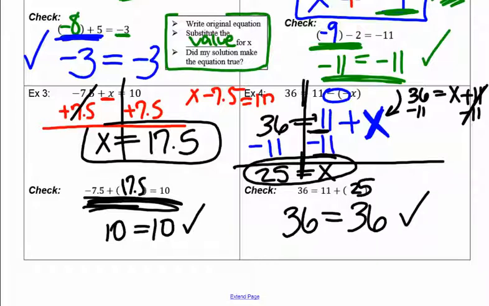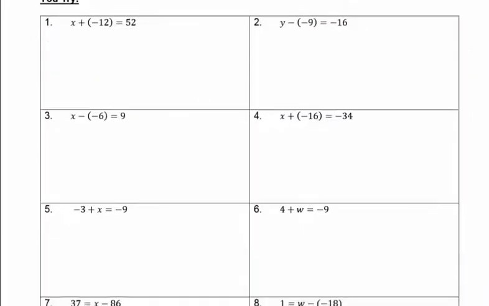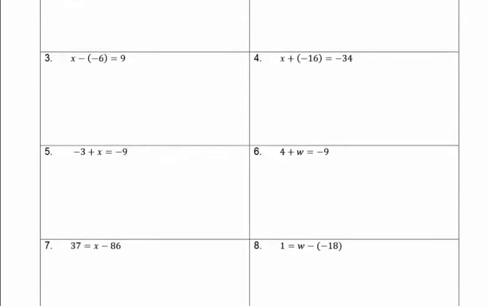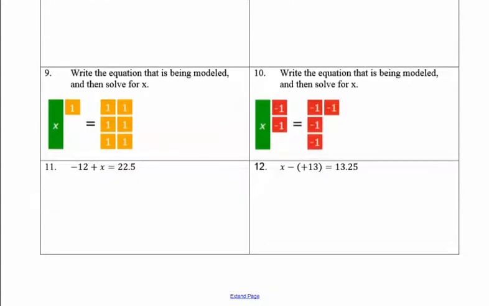Okay? If you're unsure about any of these, go back, listen to the video again. All right, but once you feel confident, go ahead and try the practice. Remember, if you have doubles, you're always dumping the doubles first. Okay? Check your answers if you're unsure about anything by plugging it in. And then on numbers 9 and 10, you have to write your equation, and then you're solving for x. When you're done with the back, raise your hand to get checked so that you can move on to the next set of notes, the next video. Good luck.